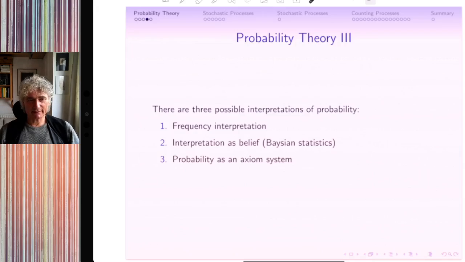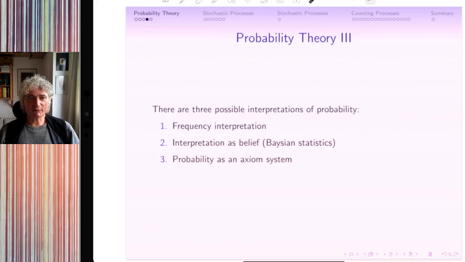Historically, you will find that there are three interpretations. The first one, I think, is the natural one: the frequency interpretation. If you make observations in the real world and something has a higher frequency, then you interpret that it also has a higher probability. A very important deviation from that is probability as a kind of belief. This introduces the observer.